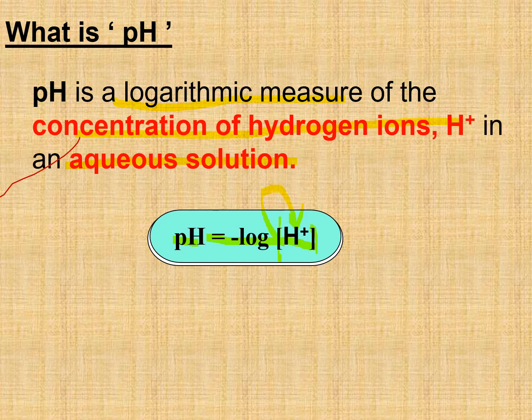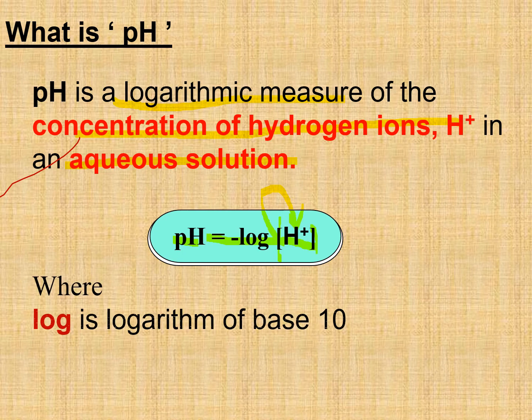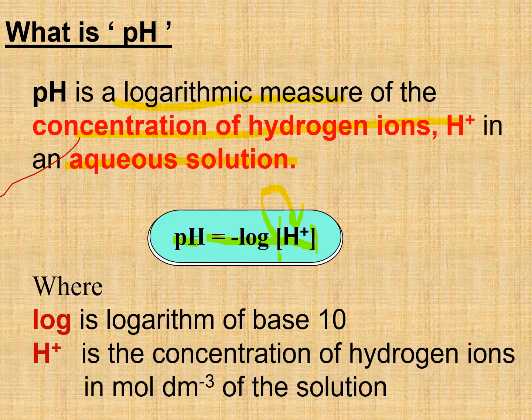Next one, where log is logarithm of base 10 and H plus, actually we have the bracket here, is the concentration of the H plus ion, which is hydrogen ion, in mole per dm cube. Mole per dm cube is the concentration of the solution and also the concentration of H plus ion in the solution.